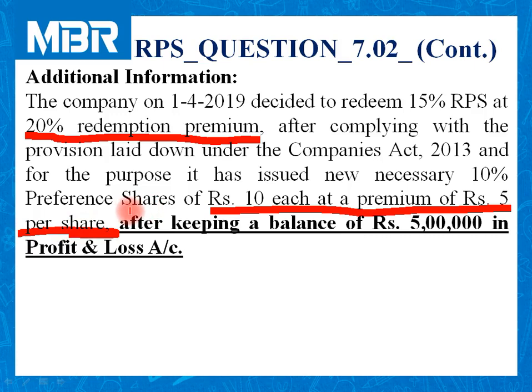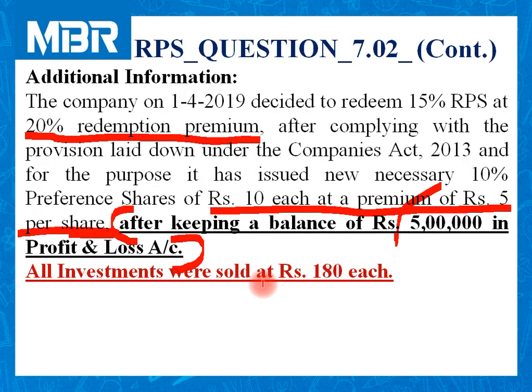Here the information is given with a different idea: after keeping a balance of rupees 5 lakhs in profit and loss account. In all earlier questions we kept the balance in the bank account, so it was a different kind of calculation. Now our focus area is profit and loss account. So at the end of the procedure we need rupees 5 lakhs as credit balance in our profit and loss account.